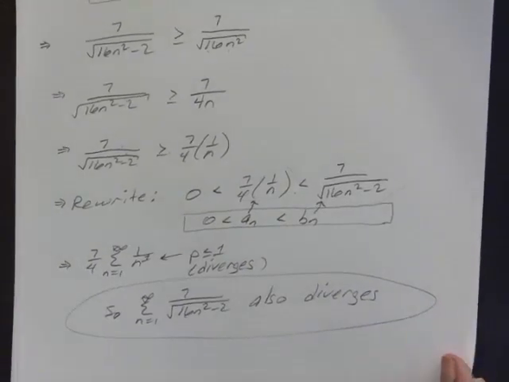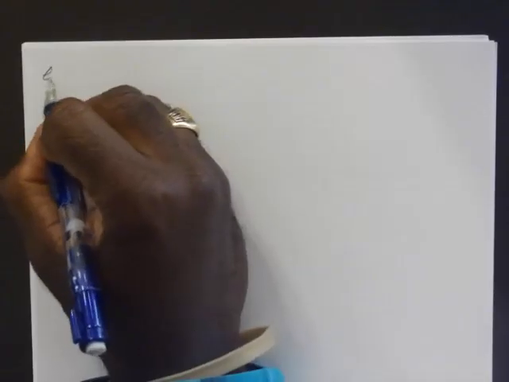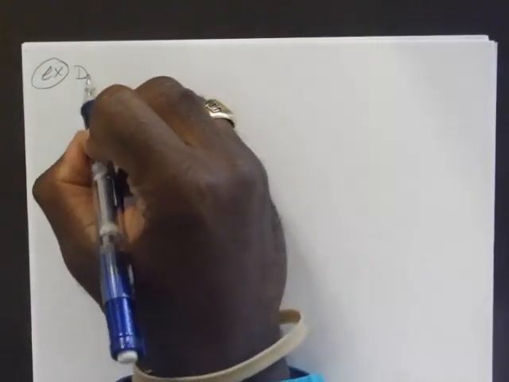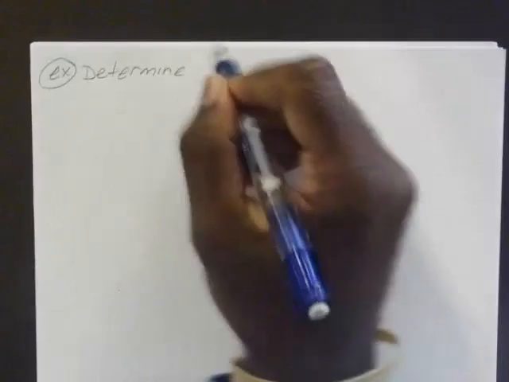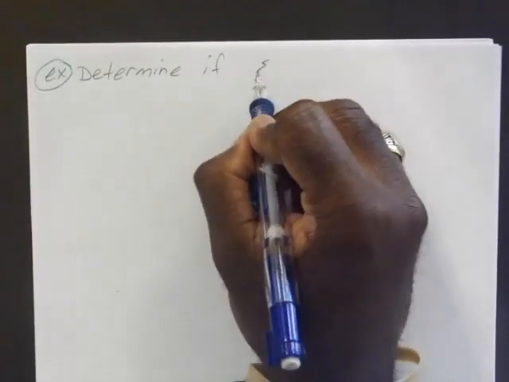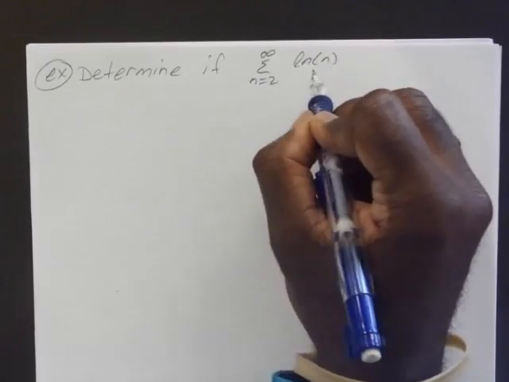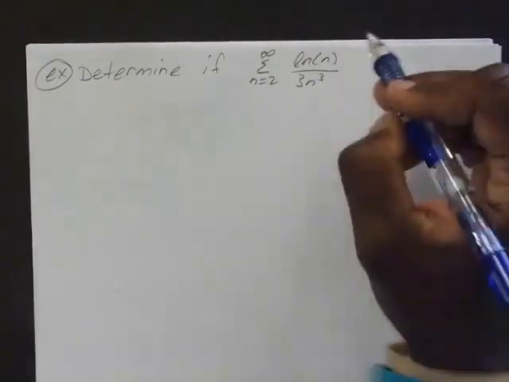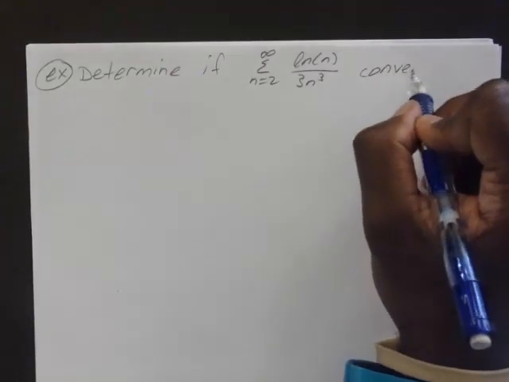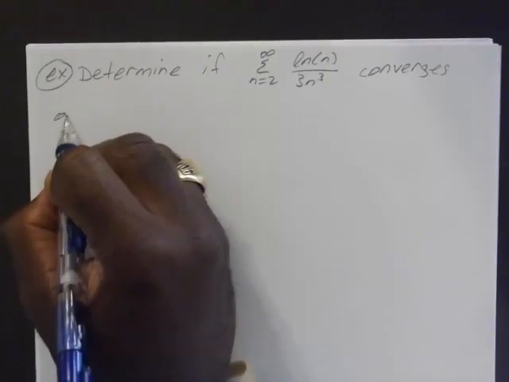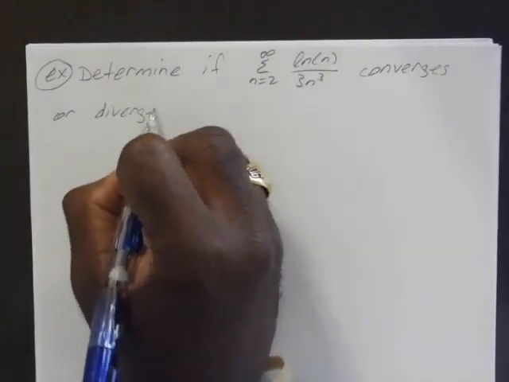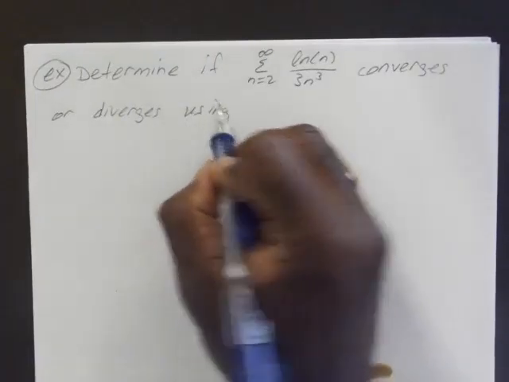Okay, looks like everyone's done writing. So what if we wanted to determine if the sum from n equals 2 to infinity of natural log of n divided by 3n to the third power is convergent or divergent using direct comparison.